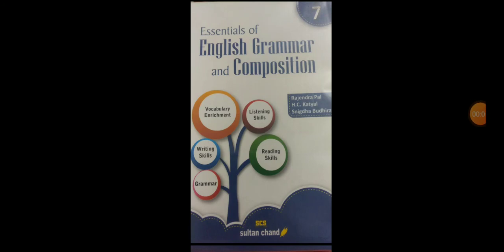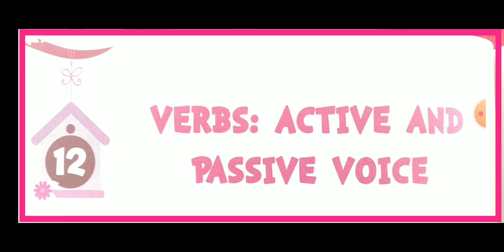Dear students, today we are going to start chapter number 12 of English grammar, that is Essentials of English Grammar and Composition, and the name of the chapter is Verbs, Active and Passive Voice. This chapter is really very important and very easy also, if you understand the rules and how to apply those rules in a sentence. Then it's the easiest chapter.